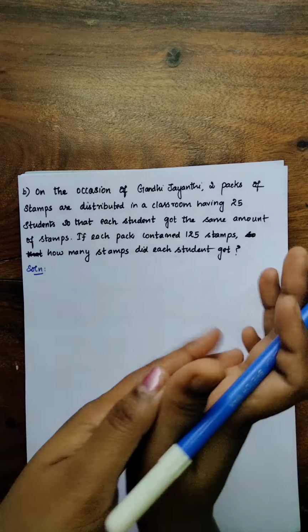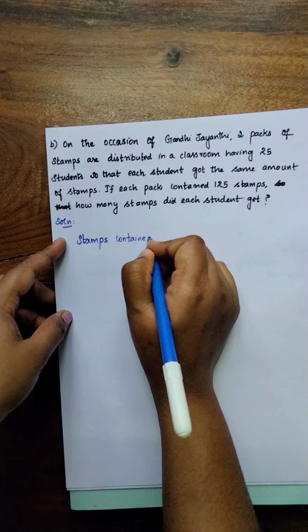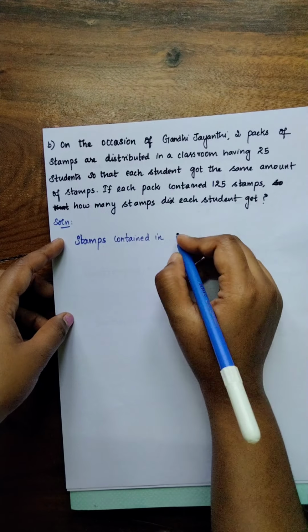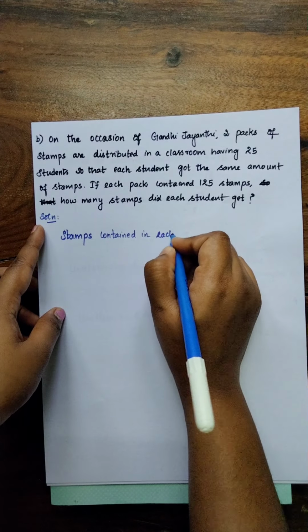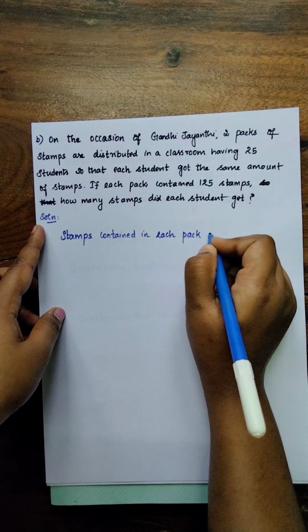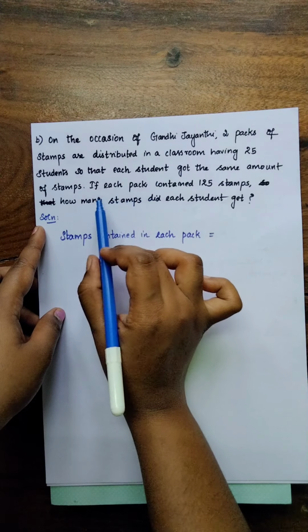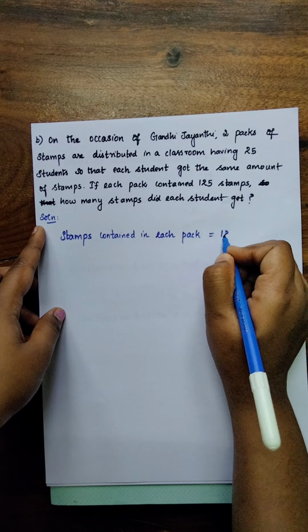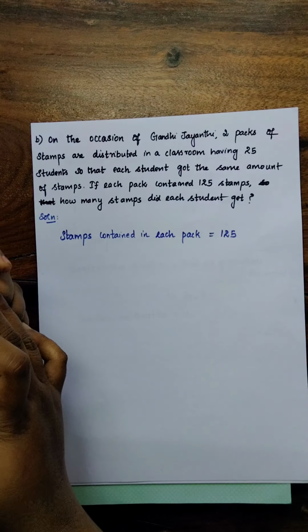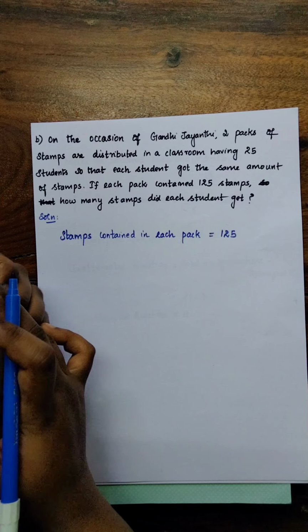Okay, first write stamps contained in one pack. Stamps contained in each pack. I'm writing each pack. Stamps contained in each pack is equal to how many stamps? If each pack contained 125 stamps, so it is 125. So stamps contained in each pack is equal to 125.